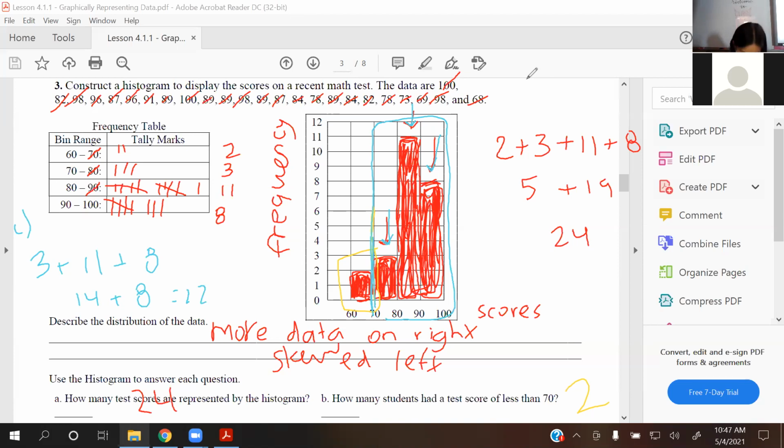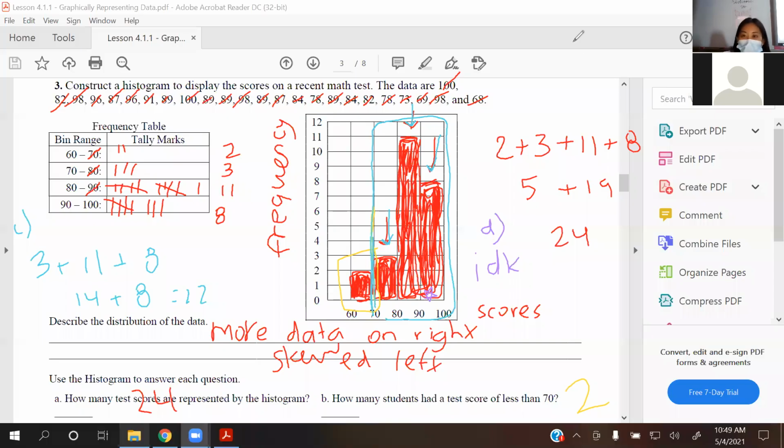And for part D, how many test scores are exactly 91? Well, I know 91 is somewhere in here, but once again, this is a summary. You cannot tell how many are exactly 91. I only know that there are 8 scores somewhere between 90 and 100, but I don't know if any of them were 91 or if all of those 8 scores were 91. I just don't know. So for part D, when you're asking for exactly 91, you have to say, I don't know, because this is a summary. You cannot tell just by looking at the graph how many scores were exactly 91. You just can't tell. Okay, any questions?